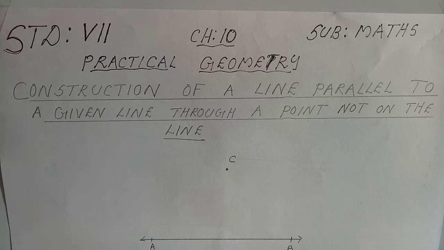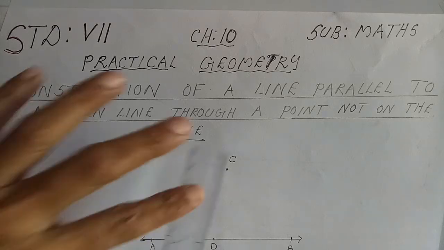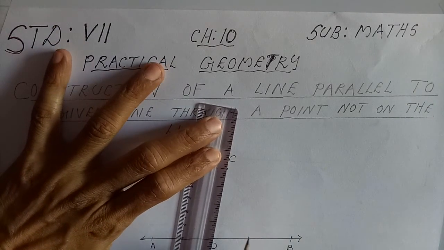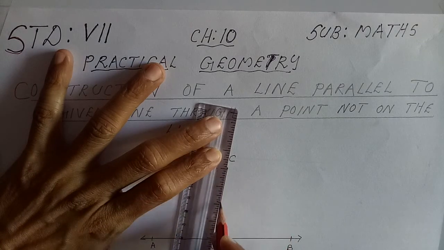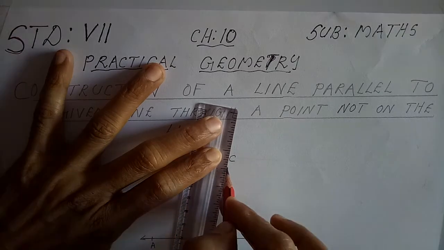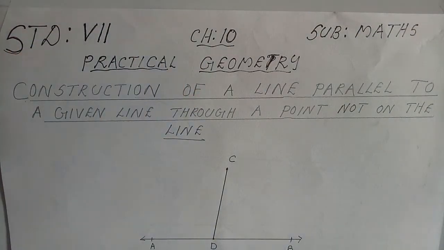Then second step, take a point D on the line, that is AB. Then you can join CD. So, next step, take a point, let it be here. Let this point be D. Take a point D on the line AB. Then join this CD. You have to join this. Clear?